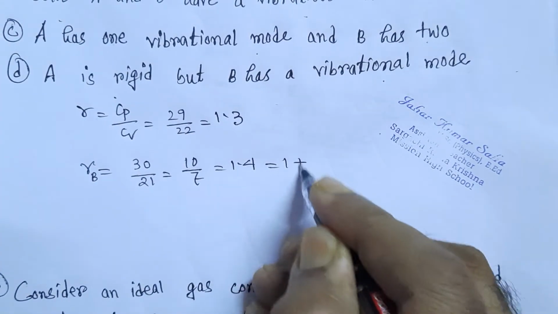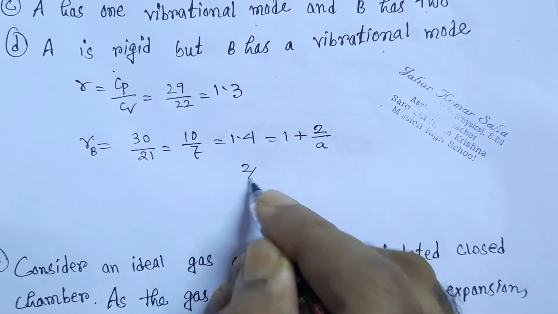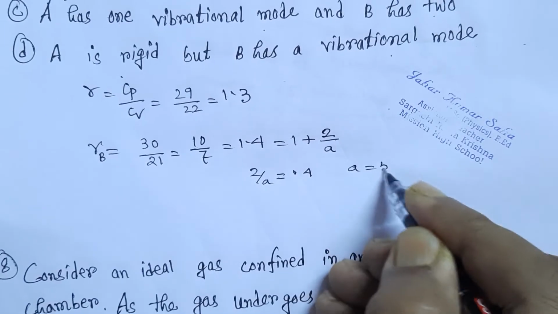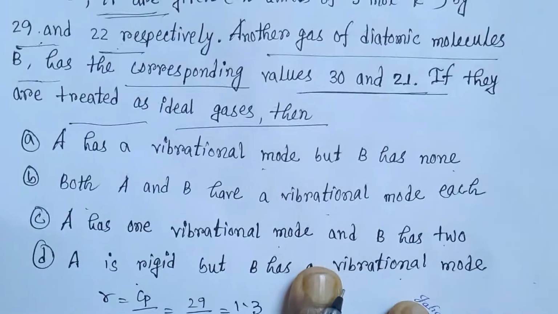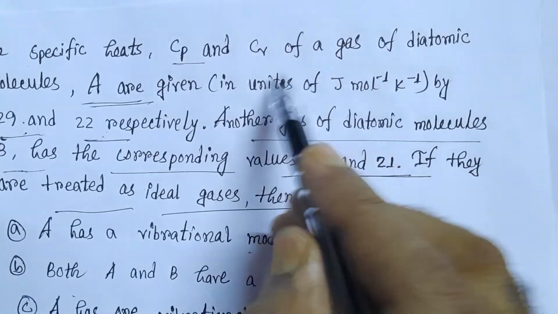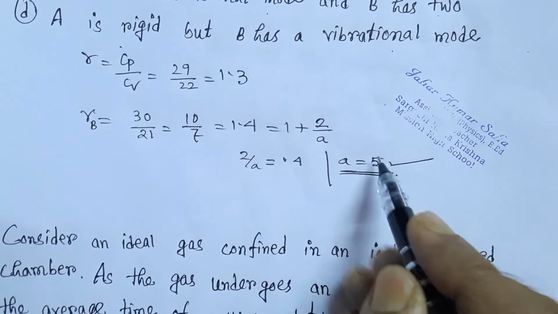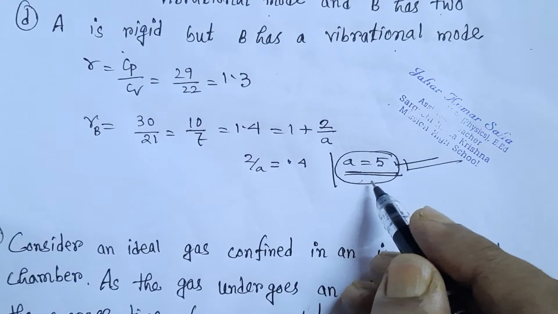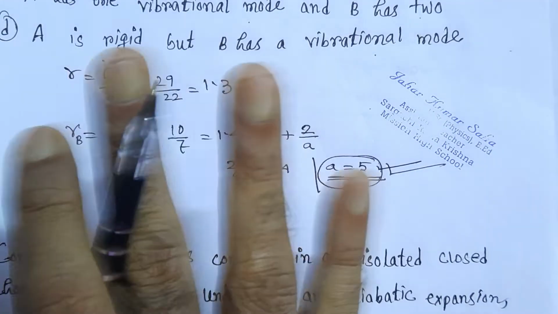equals 1 plus 2 by f. So 2 by f equals what? 0.4. f equals 5. 5 degrees of freedom for a diatomic gas. Here, both the gases are diatomic. When there are 5 degrees of freedom, there is no vibrational mode. So for B, there is no vibrational mode.